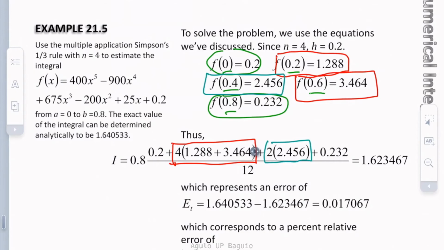Then using Simpson's 1/3 rule, we obtain the value of the integral to be 1.623467, which is an error of 1.04%. The small error is not just due to the interval size, but it's because we have used a second-order polynomial in the form of Lagrange interpolating polynomial.